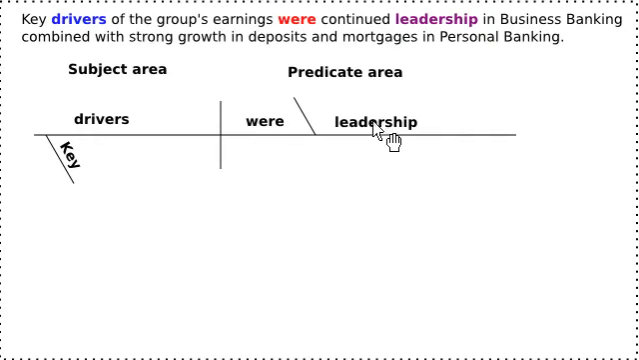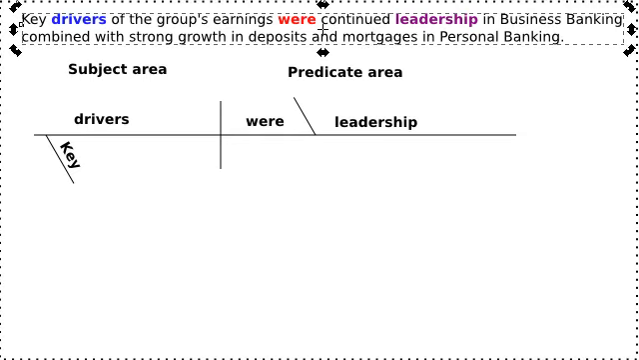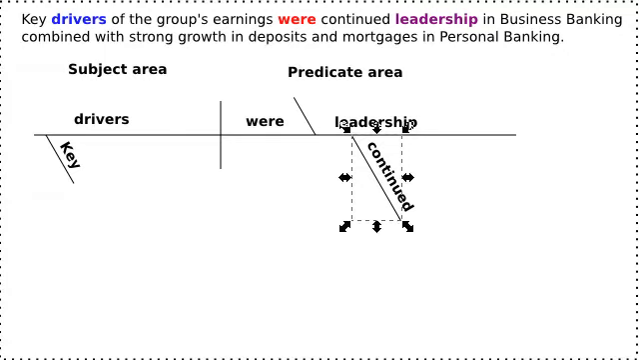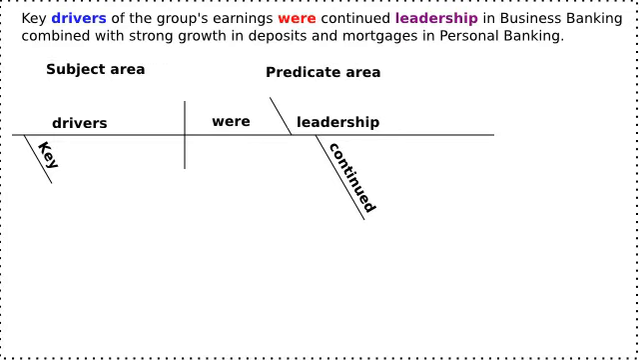What sort of leadership? Well, continued leadership. So we have continued over here. Continued is a special kind of word called a past participle. It's the portion of the verb to continue, which we generally would say appears in the past, so it's continued. But it's not being used as a verb in this case. It's being used as a modifier. It tells us what sort of leadership. Continued leadership. And we can say exactly the same thing about combined. It's the past participle of the verb to combine, and it is also modifying leadership. What sort of leadership? Leadership combined.